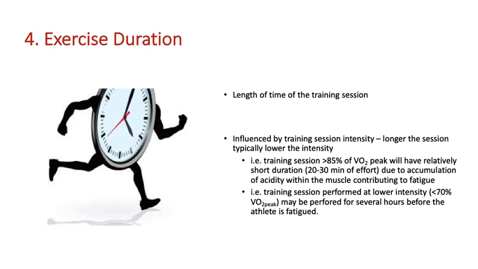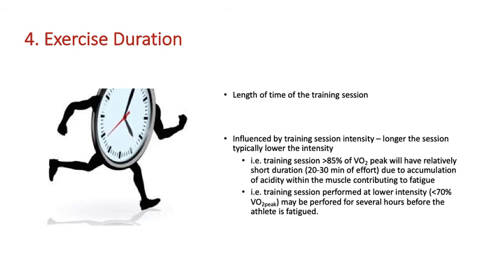Okay, now let's move into the fourth characteristic, which is exercise duration. This is really defined as the length of time of the training session, and it's influenced by exercise intensity. The longer the session, typically the lower the intensity. For example, if the quality of the work is greater than 85% of VO2 peak, this will have a relatively short duration of effort, 20 to 30 minutes, due to the accumulation of acidity within the muscle, which contributes to fatigue.